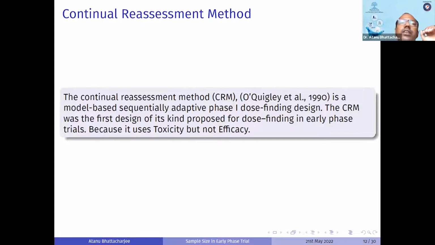One of the techniques is called the continual reassessment method. As I mentioned, the scenario is that you keep observing the patients, look at the toxicity, and keep proceeding, giving the same dosage again and again. The continual reassessment method, coined by O'Quigley et al. in 1990, is a model-based sequential adaptive phase 1 dose finding design. The CRM was the first design of its kind proposed for dose finding in early phase trials, but it uses toxicity, not efficacy.